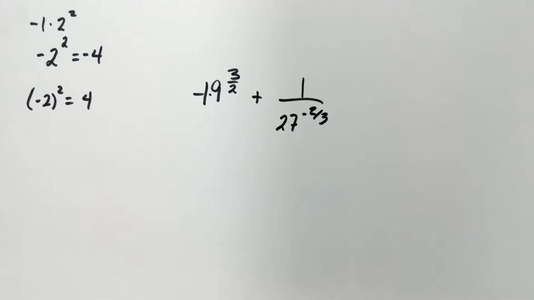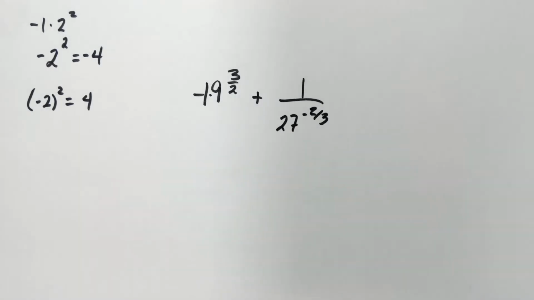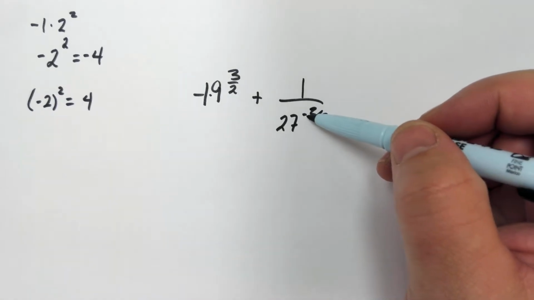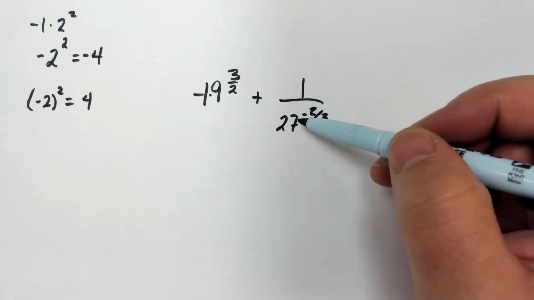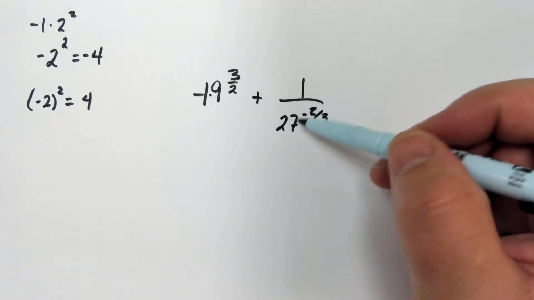So we can now handle this, because we got this. Now the other thing over here, you see this negative exponent? That means reciprocal, but it doesn't mean the reciprocal of the exponent. It means the reciprocal of the whole thing.